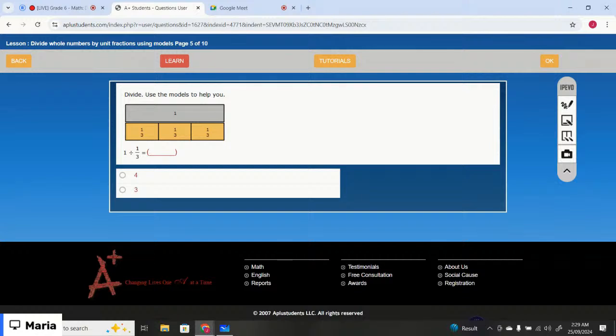Okay, the next one is divide. 1 divided by 1 by 3. So which is the correct option? You can see you have 1 and here you have 1 by 3. So that means 3 pieces of 1 by 3 together make 1. So the correct option is 3. Option number 2 is the correct option.